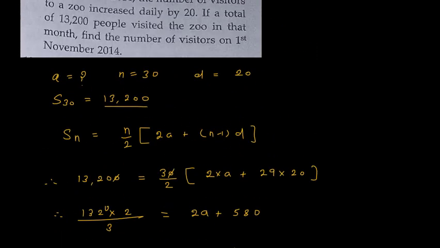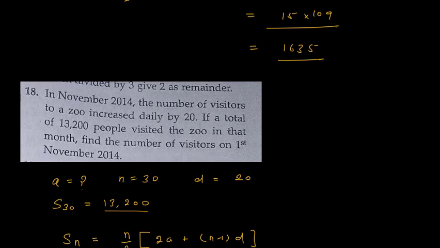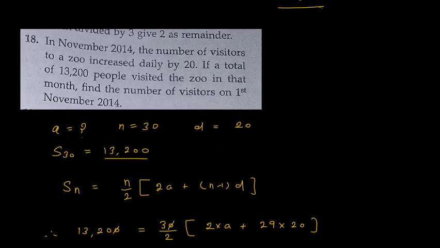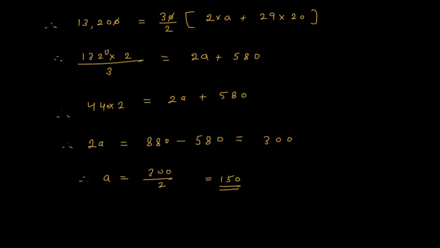So A is 150. That means on the first number, the number of visitors is 150. 150 visitors visited the zoo. Okay. This is the 18th question.